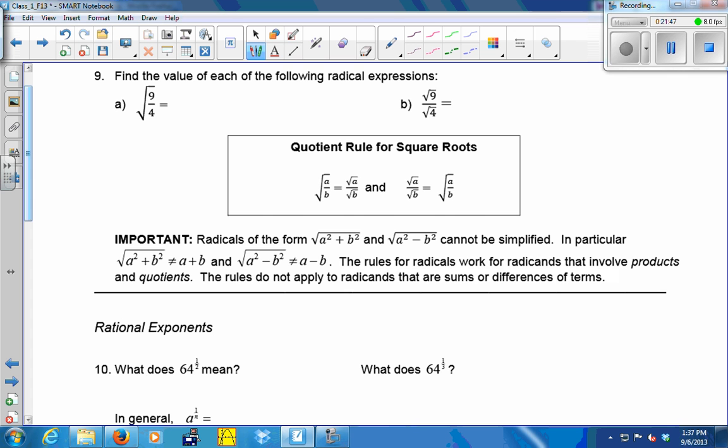All right, what's the square root of 9/4? 3/2. What's the square root of 9 divided by the square root of 4? 3/2. So similar to the multiplication results, when we do division, you can either take the square root of the whole thing, or you can take the square root of the top and the bottom separately.